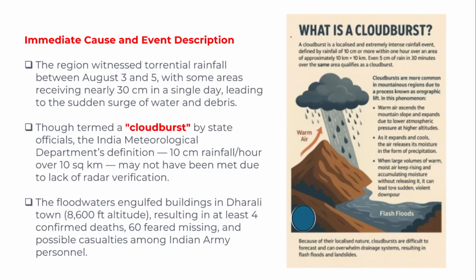Now let's understand what exactly a cloudburst is. In fact, yesterday also we discussed these cloudbursts. A cloudburst is a localized, extremely intense or heavy rainfall event, right? So at least 10 centimeters of extreme or heavy rainfall within 1 hour over an area of approximately 10 kilometer into 10 kilometer. And even 5 centimeters of intense and heavy rainfall over 30 minutes can also be considered or classified as a cloudburst.